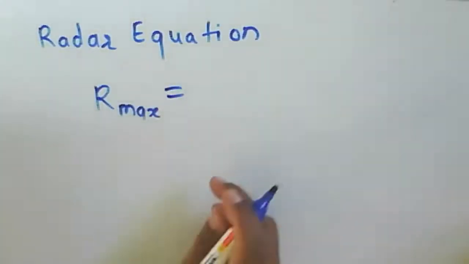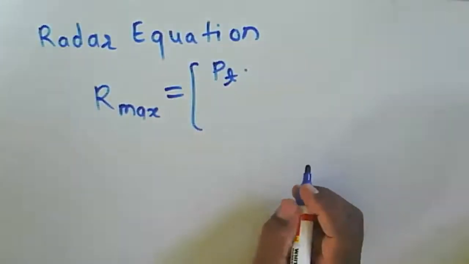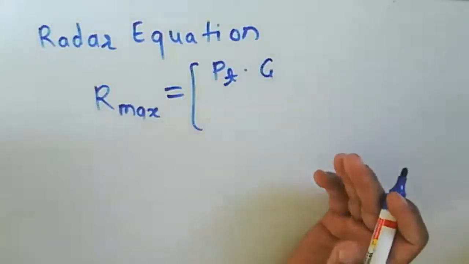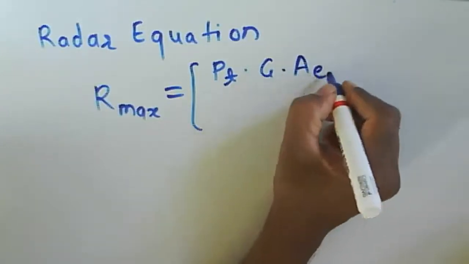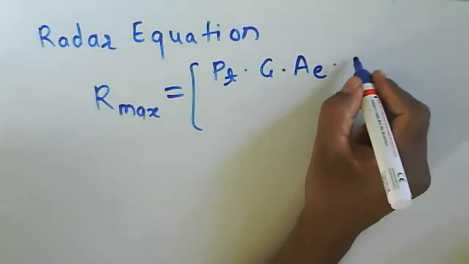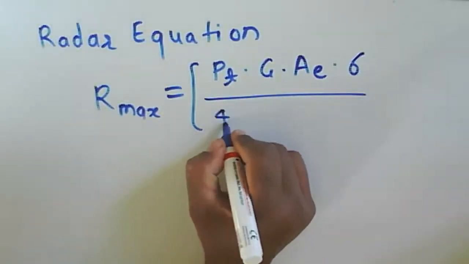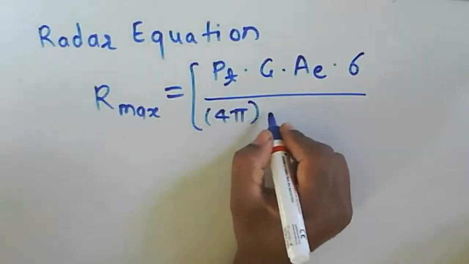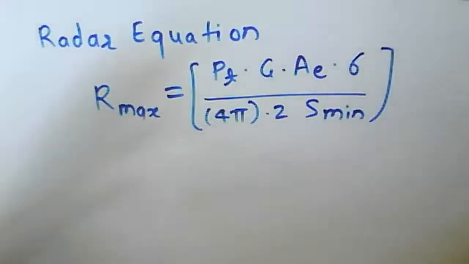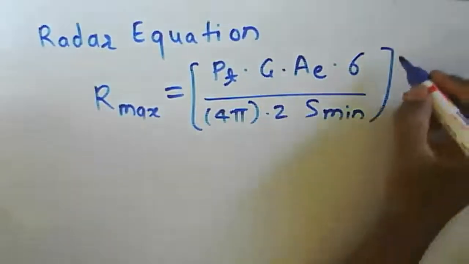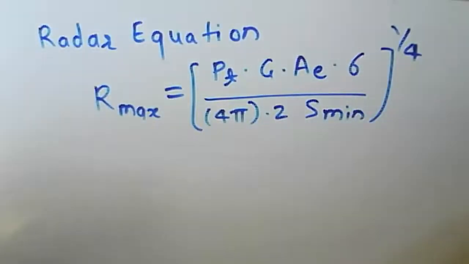So that will be the maximum radar range with respect to the power density from the transmitting antenna, then the gain of the transmitting antenna, then the effective aperture area of the antenna, then the radar cross section, that is sigma, and here we have the term 4 pi squared times S minimum. S minimum is nothing but the minimum detectable signal.